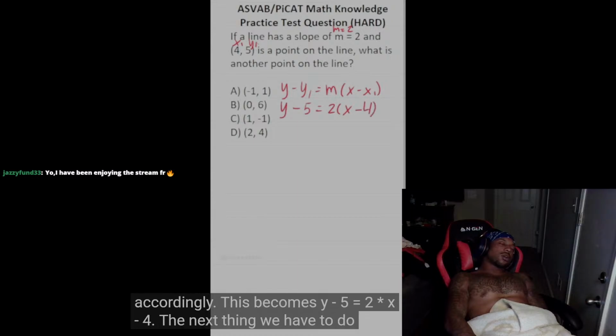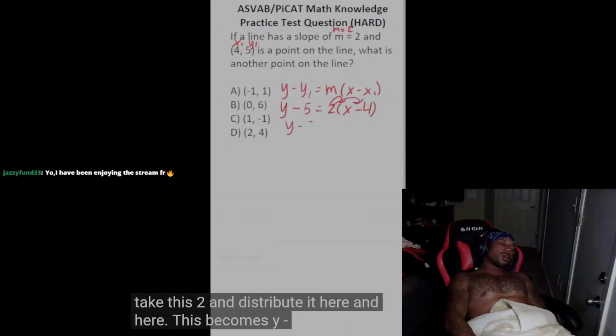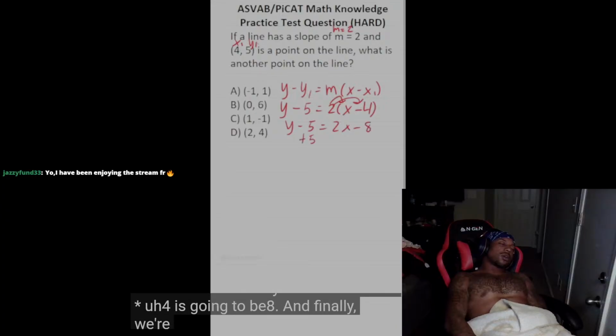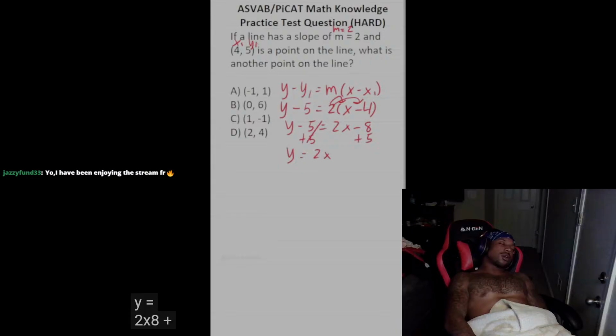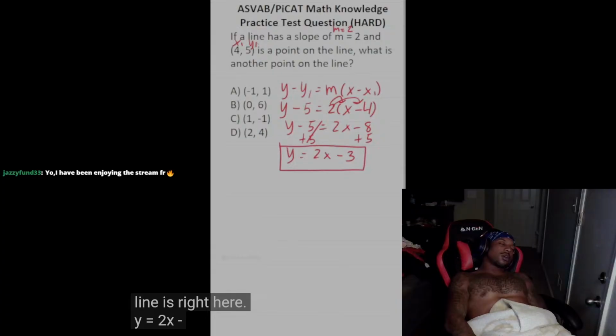The next thing we have to do is take this 2 and distribute it here and here. This becomes y minus 5 equals 2 times x, or 2x. 2 times negative 4 is going to be negative 8. And finally, we're simply going to add 5 to the other side of the equation to make this y equals 2x. Negative 8 plus 5 is negative 3. So the equation of our line is right here. It's y equals 2x minus 3.